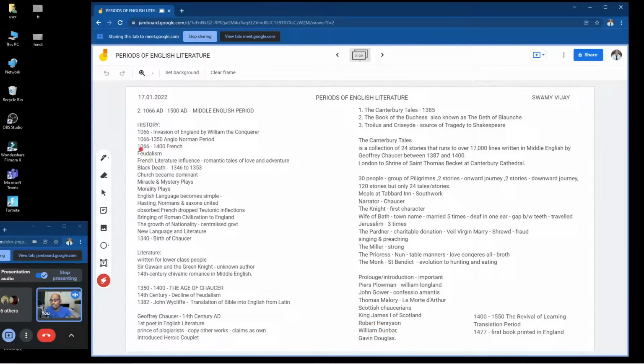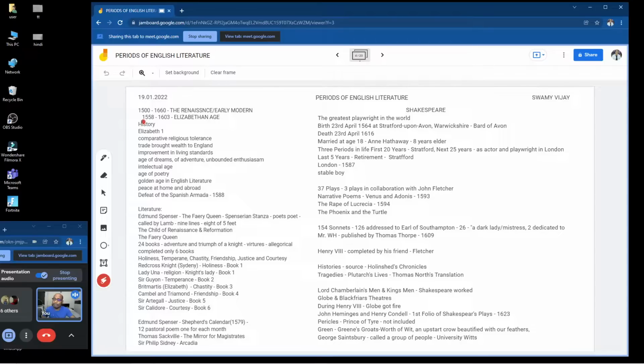So from 1066 to 1350 is the Anglo-Norman period, 1350 to 1400 is the age of Chaucer, and from 1400 to 1550 is the revival of learning, the transition period, because previous to Chaucer there was no great poet, and after Chaucer also, for nearly 150 years, there were no great poets in comparison with Chaucer, until Edmund Spenser came in the Elizabethan era. So this is about the Middle English period.